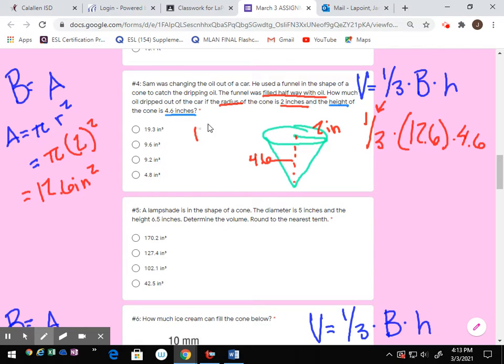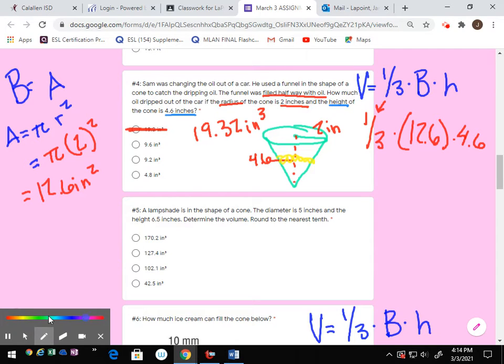Okay, so 19.32 inches cubed. But this is not our answer. So answer choice A is not our answer because look, we underlined it. The funnel was filled halfway with oil. So our funnel was only filled up halfway with oil, okay?